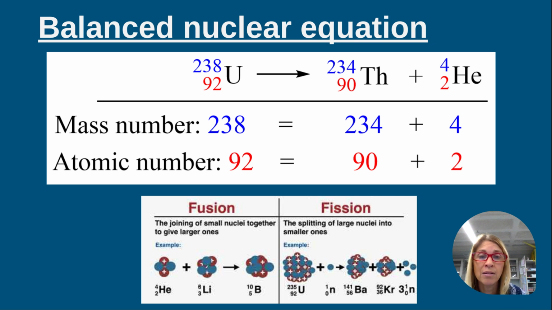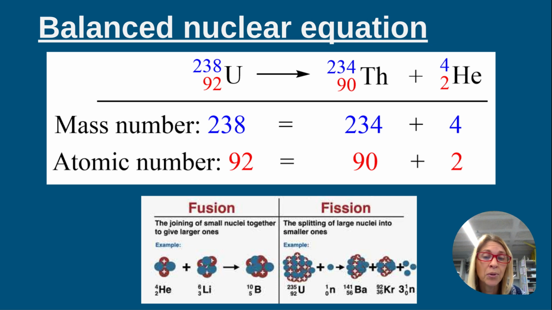We can see that the mass number of 238 on the left is equal to the sum of the mass numbers of 234 plus 4 on the right. We can see that the charges, 92 protons on the left, the atomic number, is equal to the sum of the 90 protons in thorium plus the 2 protons in helium. So the mass number is conserved and the atomic number is conserved.